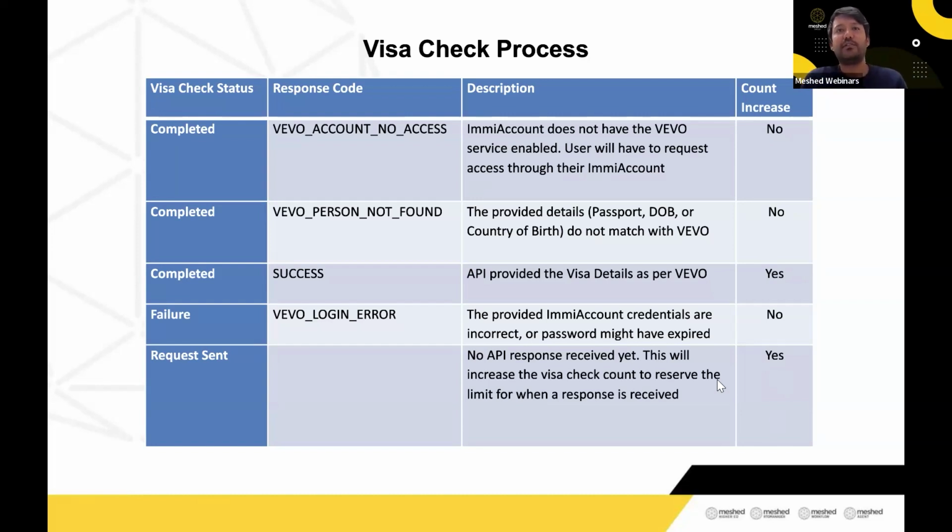And whenever you hit the refresh status, if the status is one of these above except the success, then you won't get charged. But if there is any success, then you get charged. So the gist is that you will only get charged if there is a successful visa check request. For any failure attempts or incomplete attempts or any errors, you will not be charged, or your counter will not be increased.